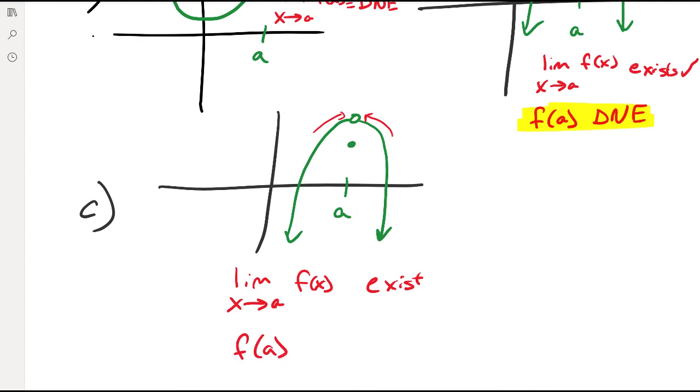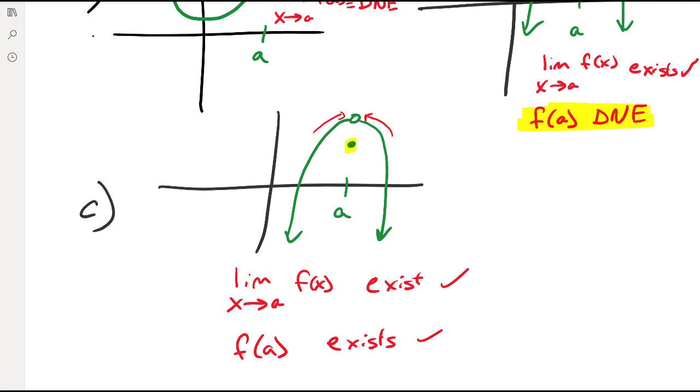Yes, it does. And I'll try my best to highlight it here. F of a is that closed dot right there. So f of a exists. So we have met two of our three conditions. But what's that third condition? The third condition is that we need the limit to be the same thing as the f of a.